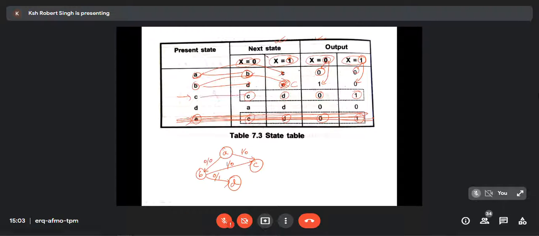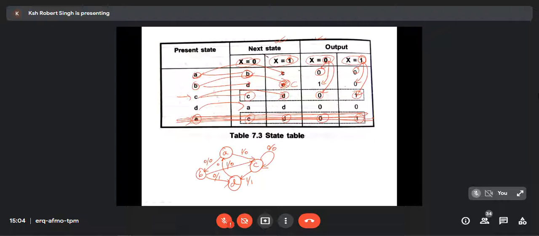C to C, when input is 0, output also 0. C to D, when input is 1, output is also 1. D to A, when input is 0.